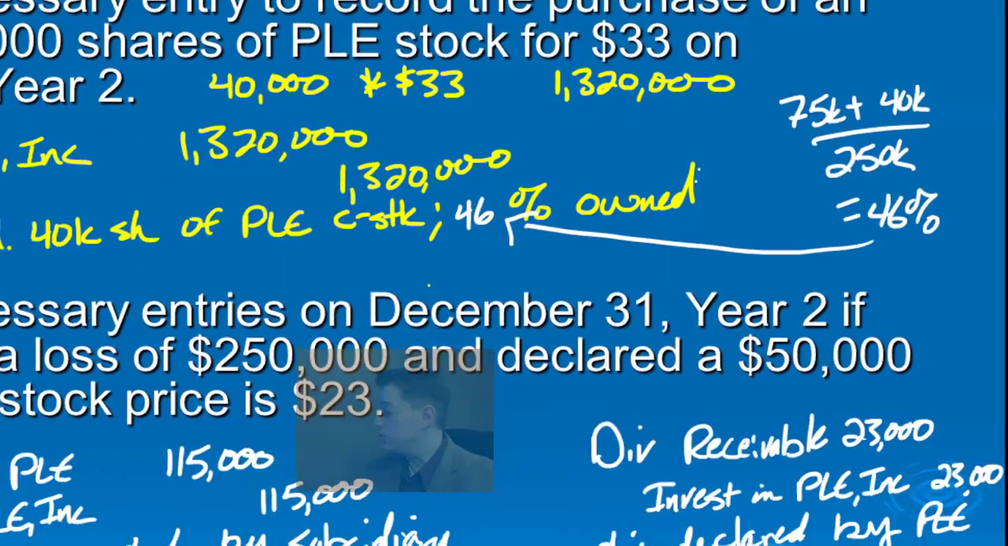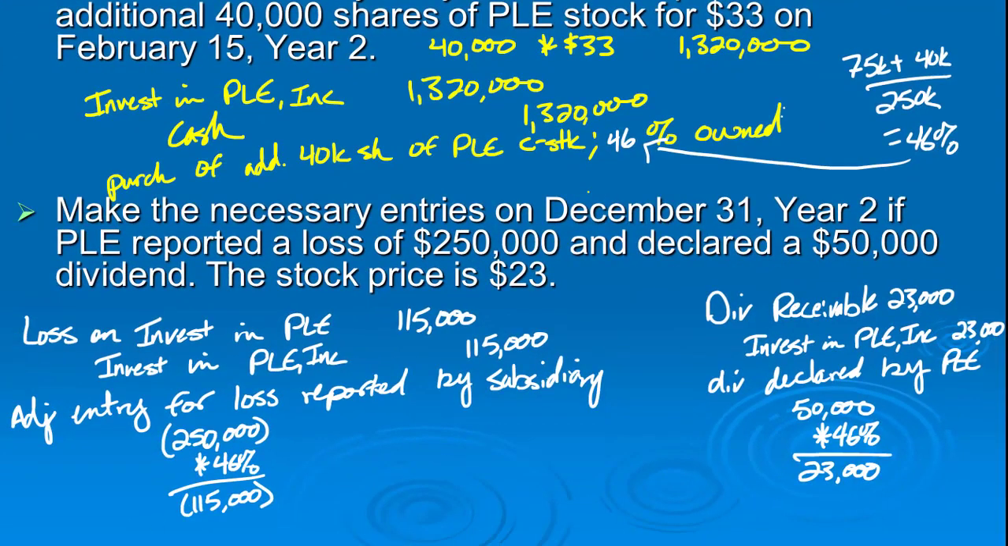So that brings us down to our journal entries. Again, we're keeping track of their change in retained earnings. So their retained earnings dropped by $250,000. I'm on the hook for 46% of that, so I'm going to take a hit of $115,000. Their net assets drop, so my assets drop.